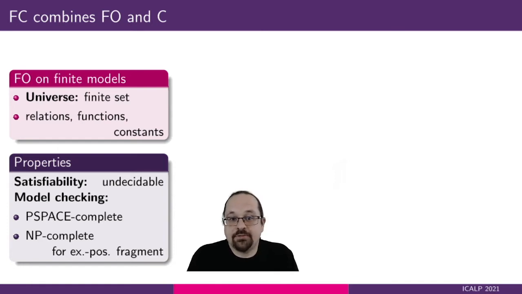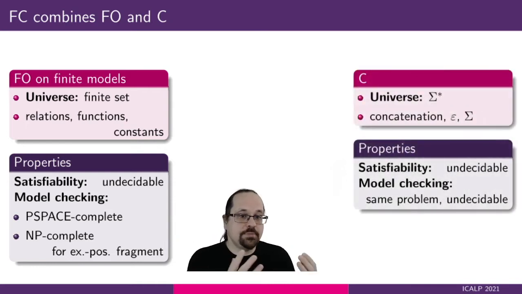Their satisfiability is still undecidable, but model checking is a different problem. If we fix our structure, and just want to know whether an assignment is true, it is PSPACE-complete and becomes NP-complete for the existential positive fragment. So that's a setting where databases are normally based. On the other side, we take the theory of concatenation, like I mentioned before. Satisfiability is undecidable, and for model checking, there's no meaningful way of defining it that avoids the undecidability problems. So with that, now we combine both.